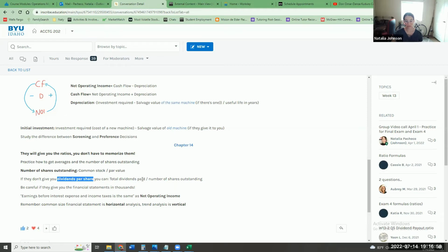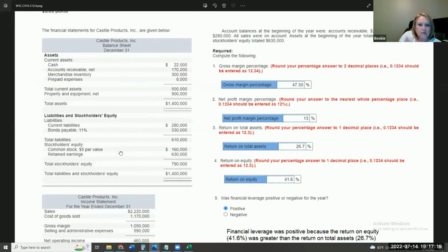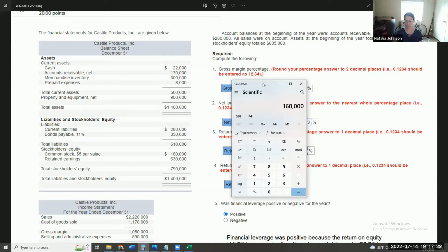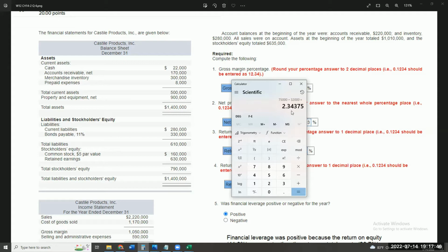If they give you the total dividends paid for the whole year, you divide that by the number of shares outstanding. So 160,000 divided by 5 gives 32,000 shares outstanding, and let's say they paid $75,000 total in dividends. You do 75,000 divided by 32,000, which means they pay $2.34 per share, which is usually more like cents or less than $1.